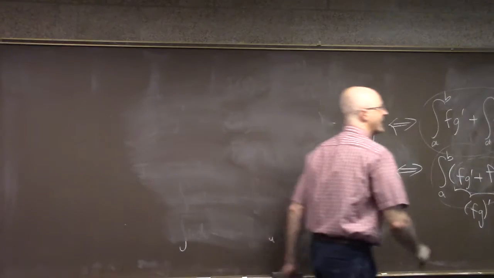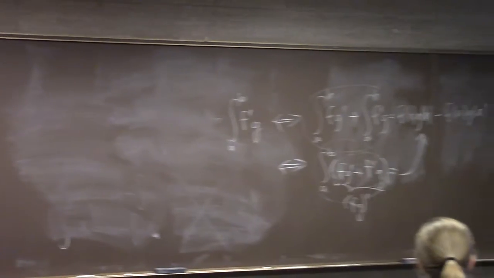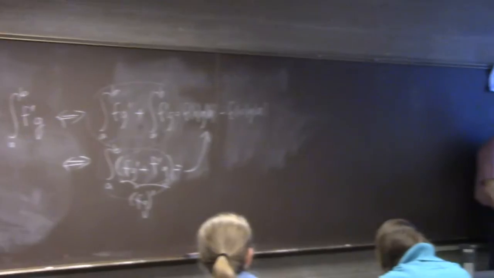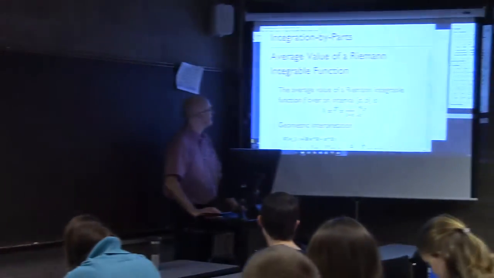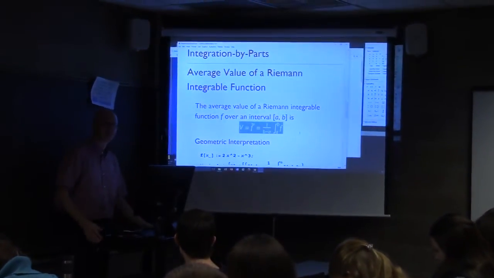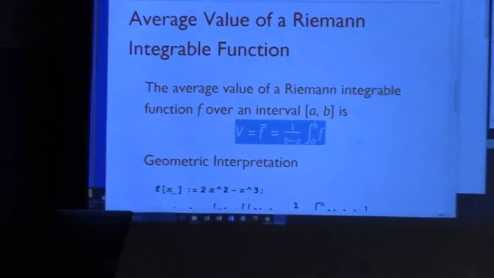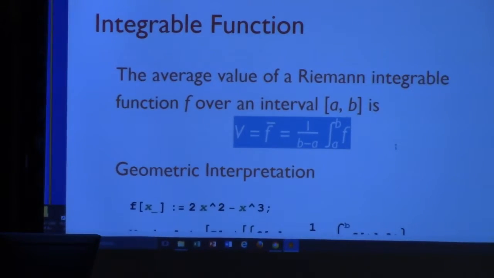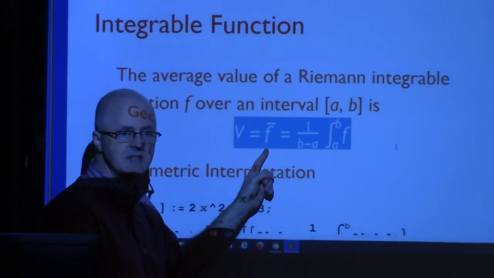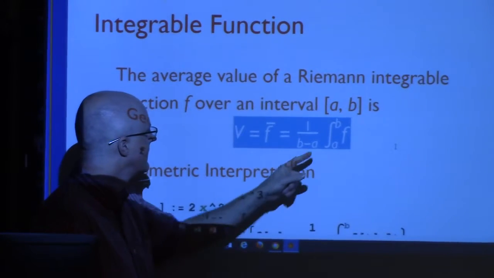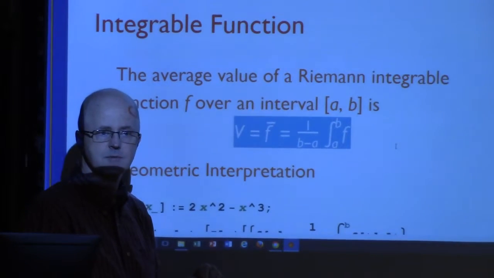Actually, let's just look at the Mathematica. Come over here. Average value of a Riemann integrable function, by definition, is this. V for value, that's the notation the book uses. F bar is my notation, supposed to be reminiscent of X bar in statistics. It's a number, it's not a function. Okay, F bar is not a function, it's a number, it's the average value. Integrate the function and divide by the length of the interval, b minus a.